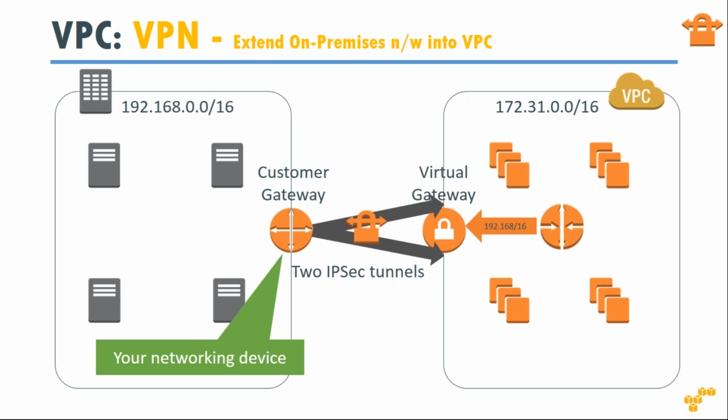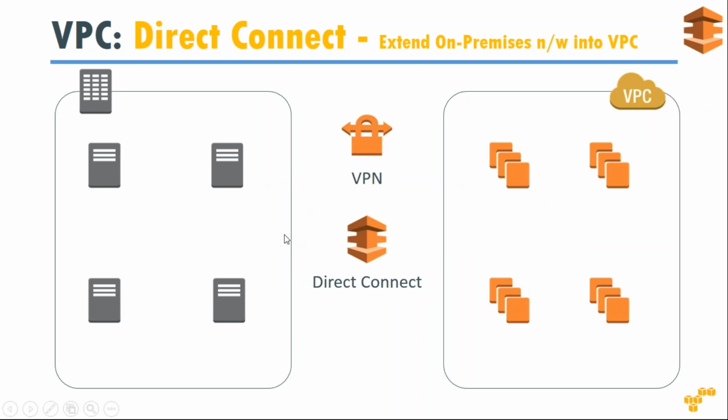So be aware, Direct Connect is one option to connect your corporate data center to AWS. Another option is VPN to connect your corporate data center to AWS. And the reason I keep on stressing this is that definitely one question will come here in the exams if you're writing it.